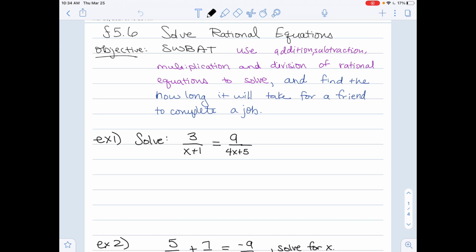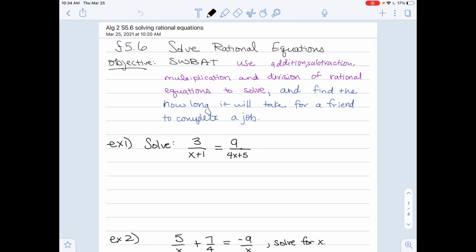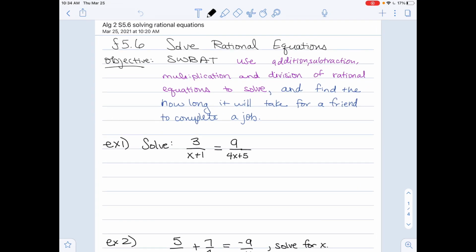Everybody, we're going to talk about section 6 today. This is the last section in our chapter, and we're going to talk about how we can solve rational equations using all of the strategies that we've been learning up to this point.